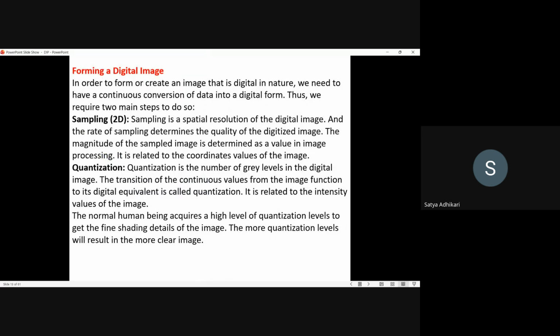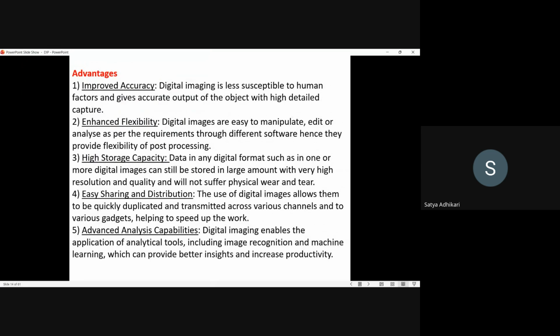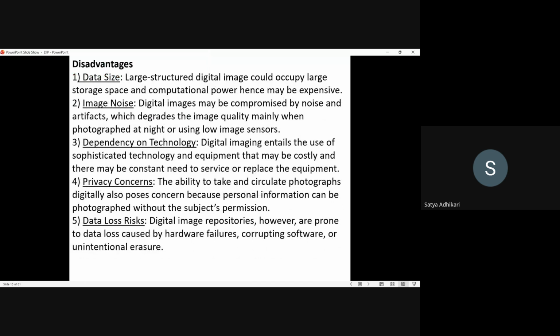And this is already known, forming a digital image, sampling and quantization. I will not require that. The advantages are improved quality and enhanced flexibility, which I have discussed, high storage capacity, easy sharing and distribution, and advanced analysis. Although there are some disadvantages: data size, image noise, and dependence on technology. If technology fails, there will be some problem. Also privacy concerns and data loss risks.